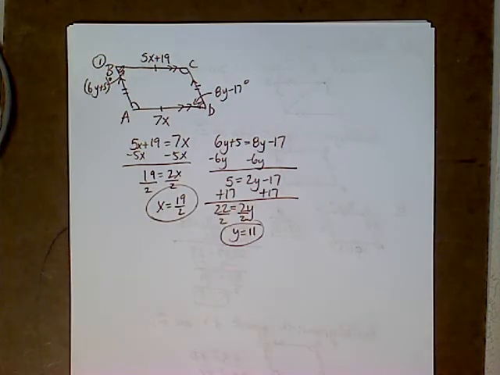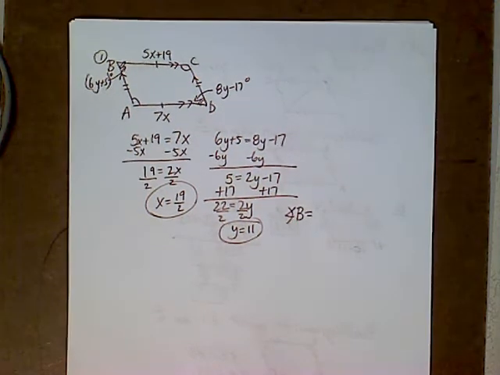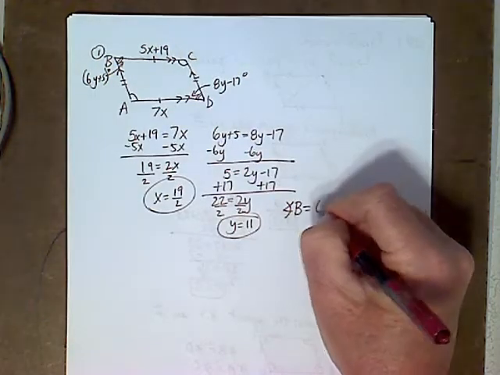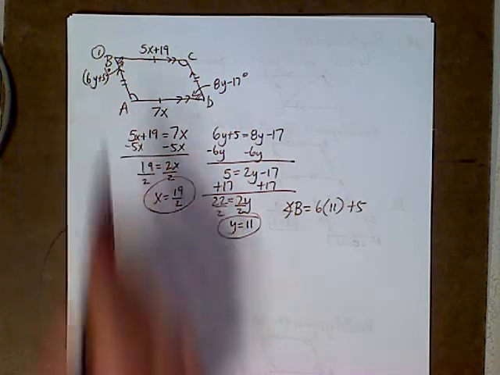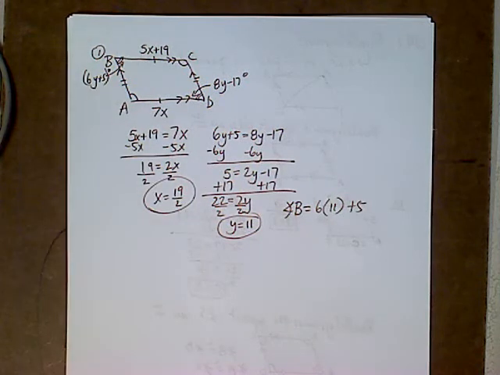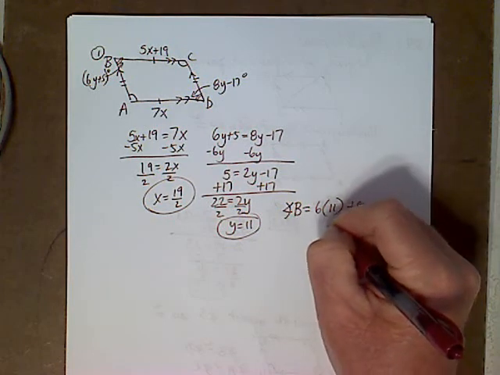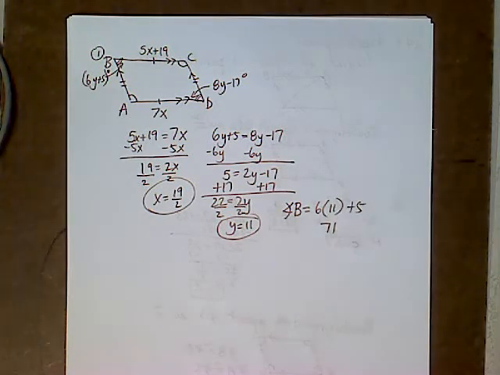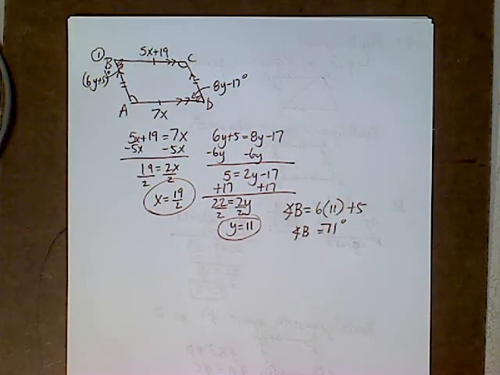I might ask you later what angle B is. How would you find angle B? Okay, you're right. You'd plug in 11. You'd do 6 times 11 plus 5. We're going to plug into this up here. That is angle B. So 6 times 11 is 66. 66 plus 5 is 71. So 71 for angle B. That's in degrees. We got it.